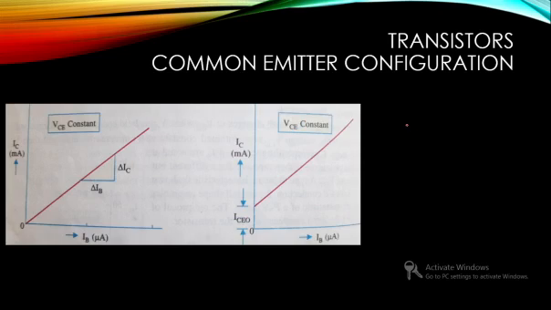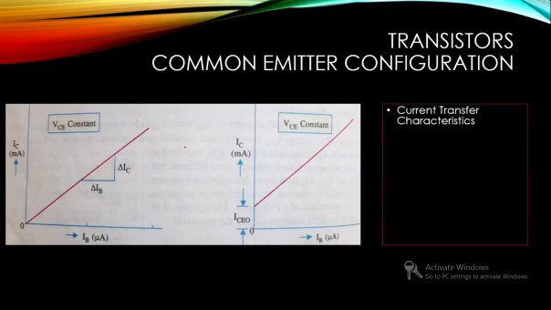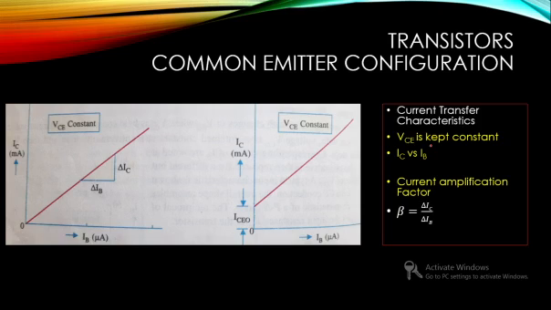The third characteristic we have to study from the common emitter configuration is the current transfer characteristic, where we consider the change in output current with respect to input current, that is IC versus IB, provided we keep the output voltage constant. From this you can calculate the current amplification factor as explained before, delta IC by delta IB at a constant output voltage VCE. That would be in the range of 500.